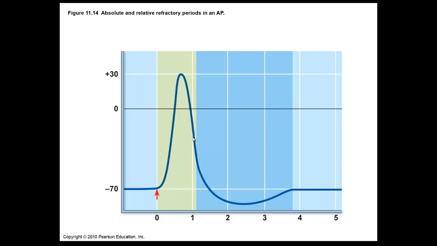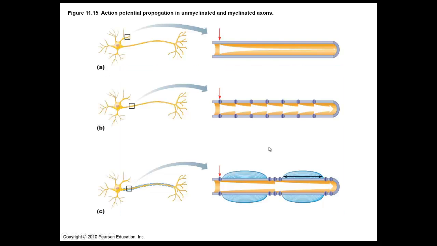Talked about myelinated fibers. Remember, the more myelinated it is, the faster the impulse will travel down the axon. So heavily myelinated axons are what we see with skeletal muscle. So we see rapid transmission.